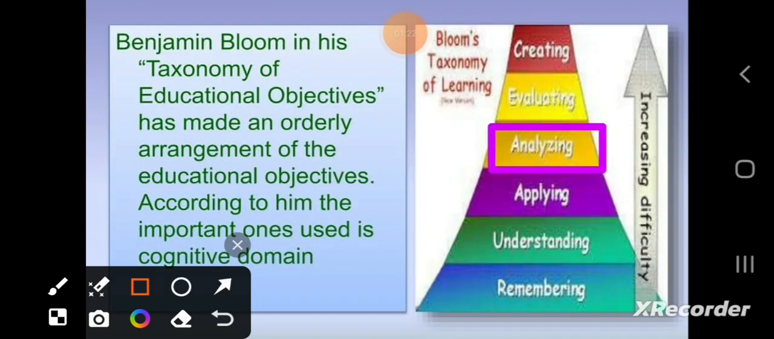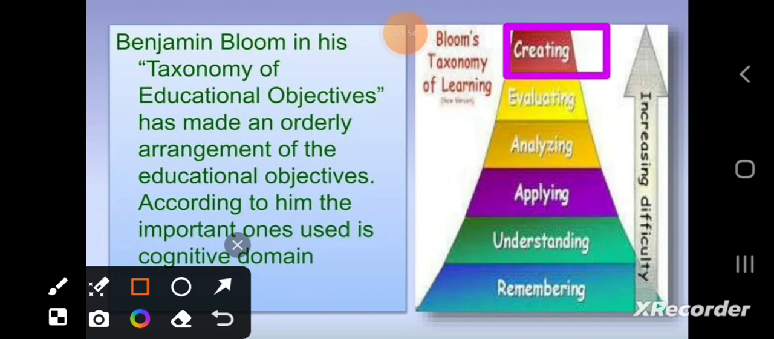Analyzing. Here, learners can break down information into parts and examine it. This level involves identifying relationships and organizational structure. Evaluating. At this stage, learners can make judgments based on criteria and standards. They assess the value of materials and methods for given purposes. Creating. This is the highest level of the cognitive domain, where learners can put elements together to form a coherent or functional whole. It involves designing, constructing, and planning new ideas or products.